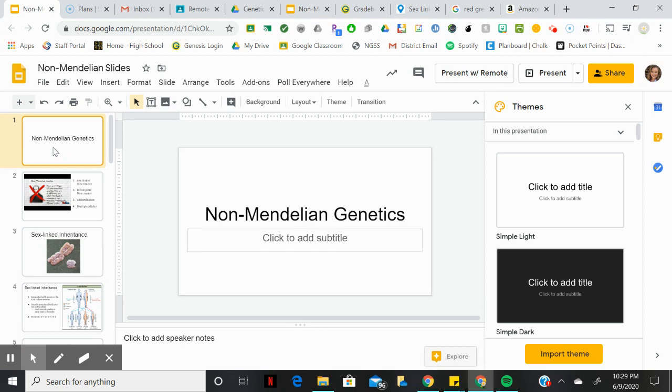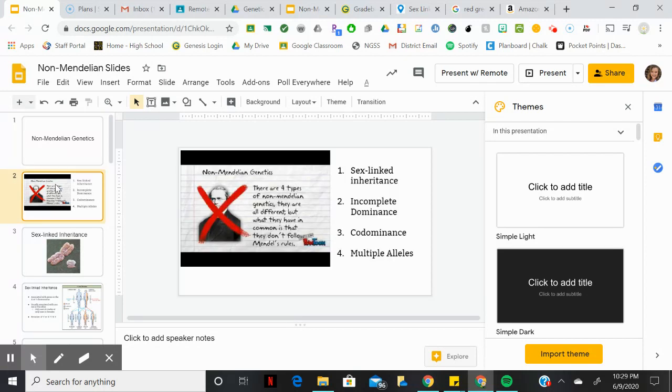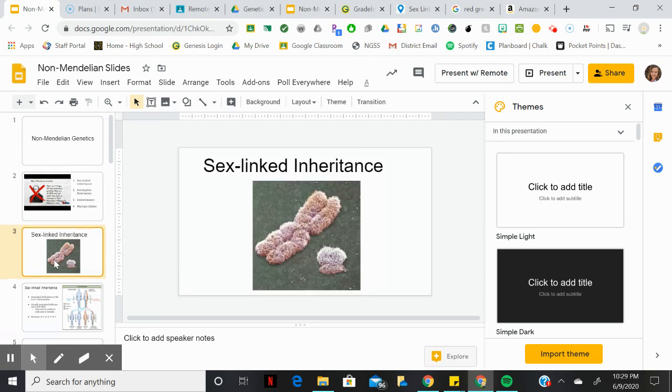But since Mendel discovered this and proposed these rules, scientists have discovered situations where Mendel's rules don't apply, and we are going to look at the four examples of that today: sex-linked inheritance, incomplete dominance, codominance, and multiple alleles. So the first one we're going to look at is called sex-linked inheritance.